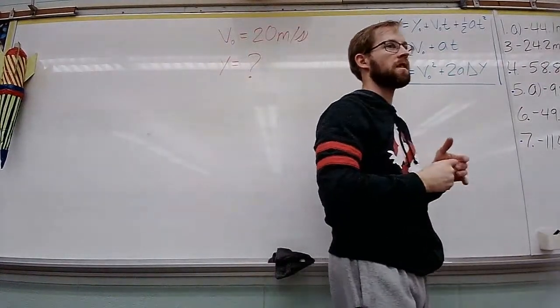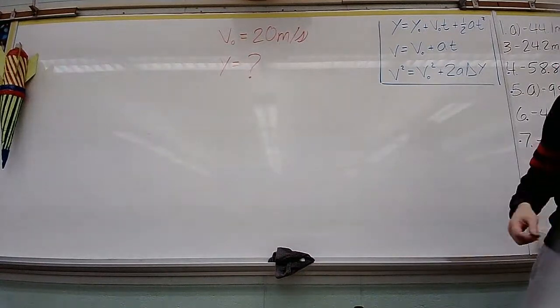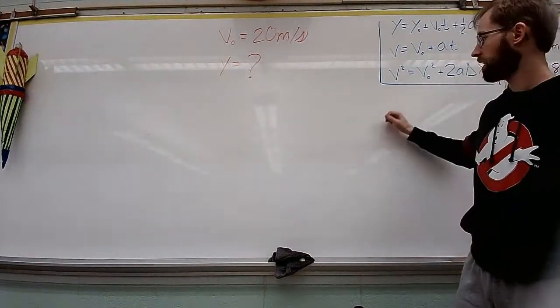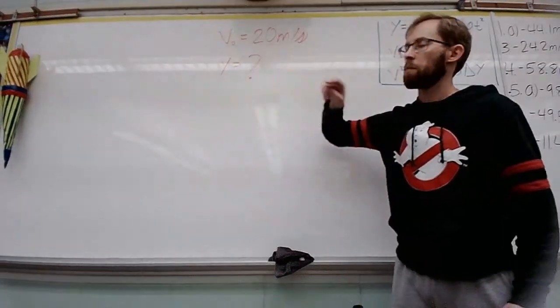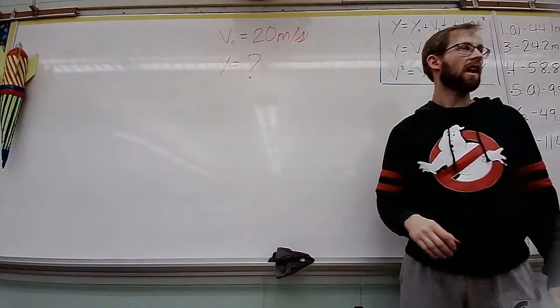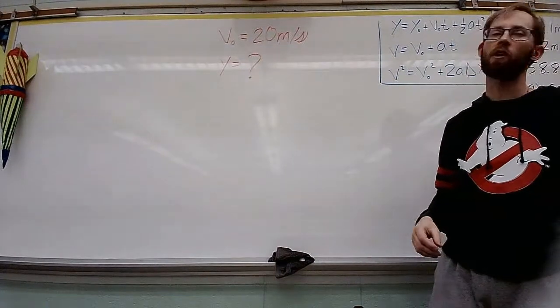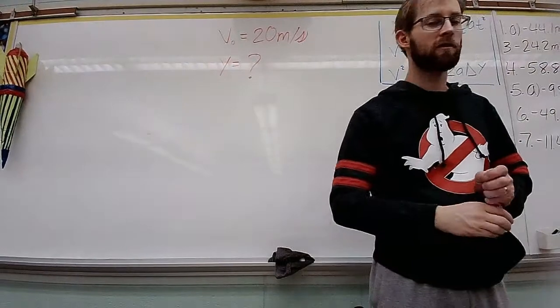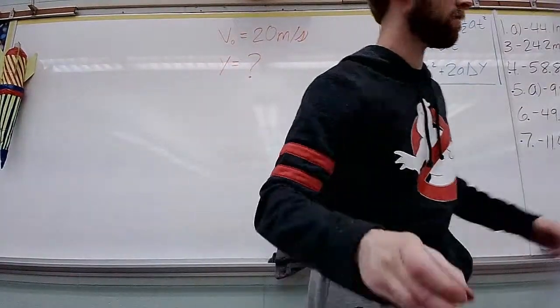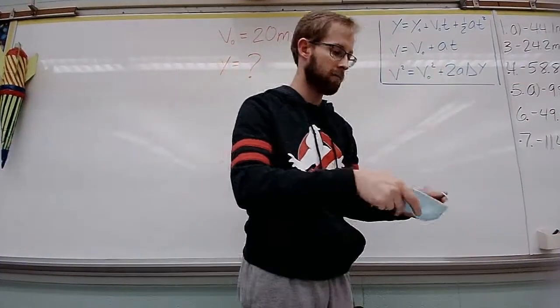I throw something straight up in the air at 20 meters per second. I'd like you to try and figure out how to tell me what the maximum height is going to be. How high is this object going to go from where I release it? You can use just these equations. See if you can figure that out while I come and collect your worksheets.